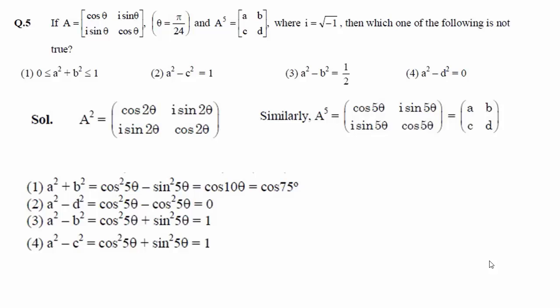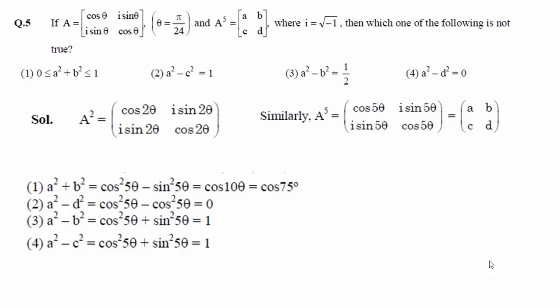A square minus d square equals cos square 5 theta minus cos square 5 theta, equals 0. This fourth statement is also true. A square minus b square equals cos square 5 theta plus sin square 5 theta, which is equal to 1. Therefore, statement 3 is not correct. It is given 1 by 2.